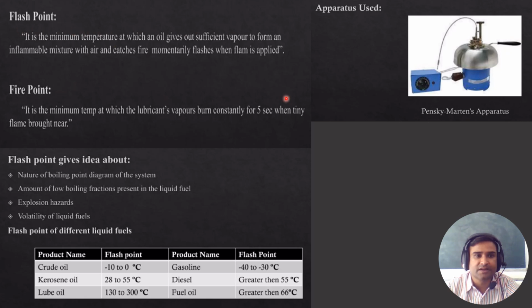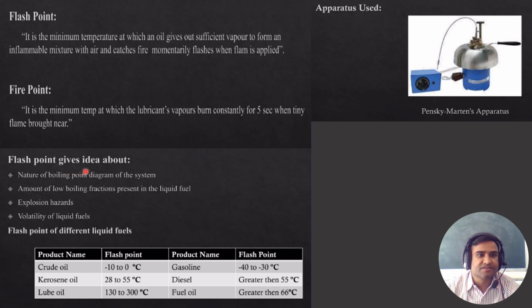Next, the fire point. Again, it is the minimum temperature at which the lubricant vapor burns continuously for 5 seconds when a tiny flame is brought near. So in this case, the vapor is burning for 5 seconds and that temperature is noted down. So this temperature is called the fire point. Why the flash point?